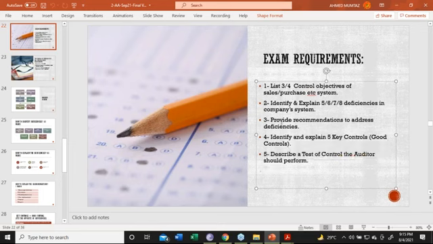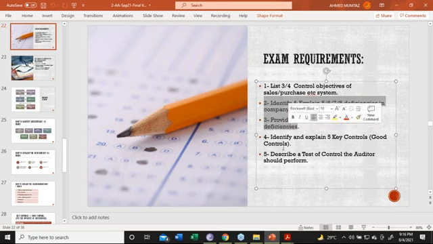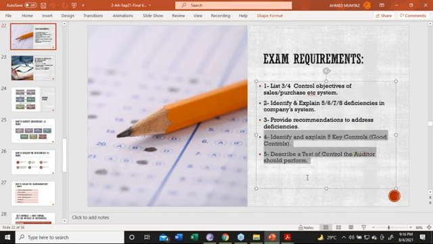We just solved a question in which the examiner tested 2 and 3 and 4 and 5. The examiner asked you to identify and explain the deficiency from the payroll system of Frisia. Sorry, what was the name of the question? Raspberry, I guess. Raspberry. And then you needed to write the recommendation. So 2 and 3 were tested. Then there was a requirement to identify and explain 5 key controls and provide a test of control. So 2 and 3 could be tested, and 4 and 5 could be tested.